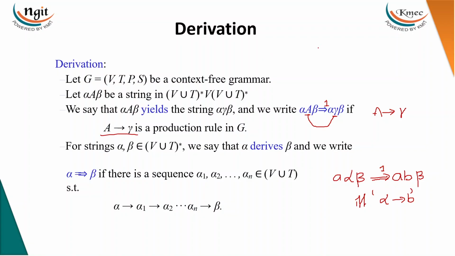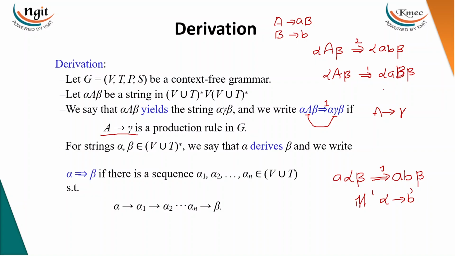So now you may have the two-step derivation. For example, alpha A beta is deriving alpha AB beta after two productions. What could be the productions you might be having here? See, A might be having AB and B might be having B. So you can take like this: alpha A beta. First we are substituting this AB, so alpha AB beta. Then in the second step, the B is replaced with the B. So alpha AB beta. So this is a two-step derivation. Like that we are going to have n-step derivations also.